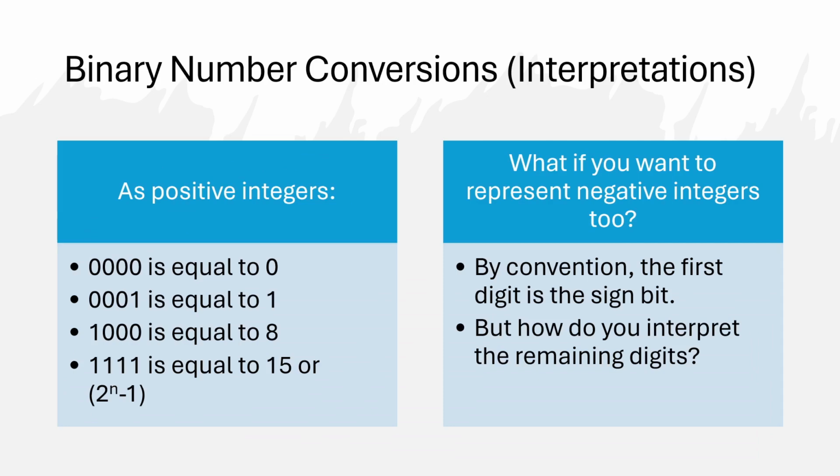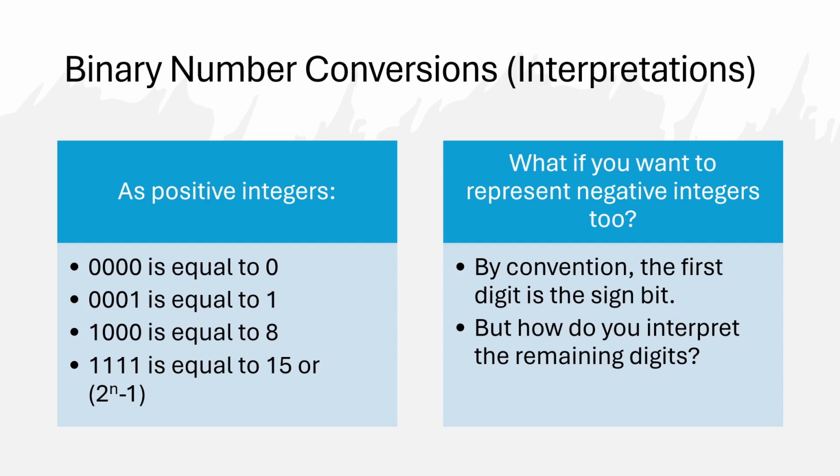Binary number conversions are necessary in order to convert between the binary numbers as they're represented in computers and the decimal numbers that we normally use. For example, one way of looking at binary numbers is as all positive integers. In that sense, you're looking at the binary number as an integer starting from 0 up to the largest number that the binary number can represent.